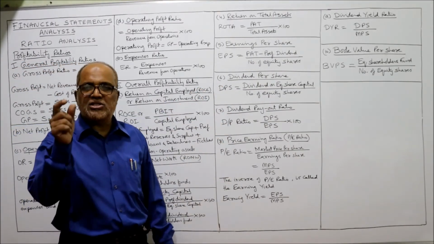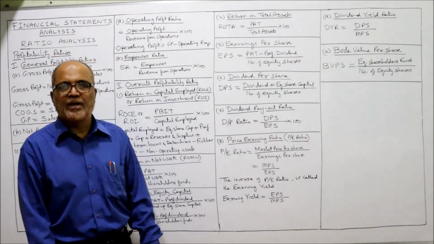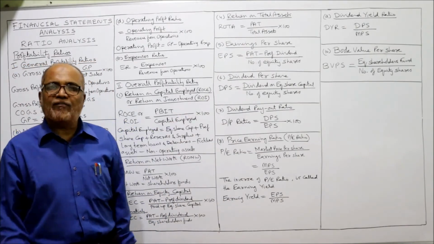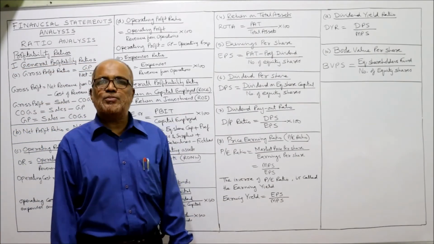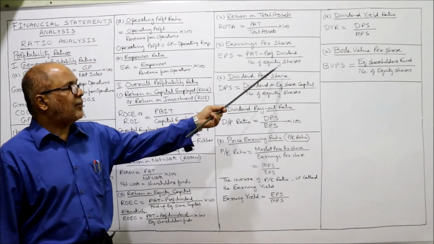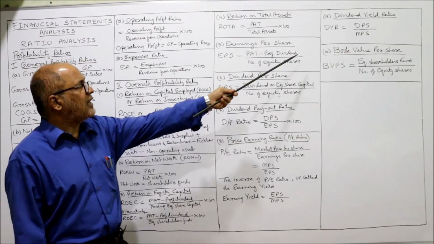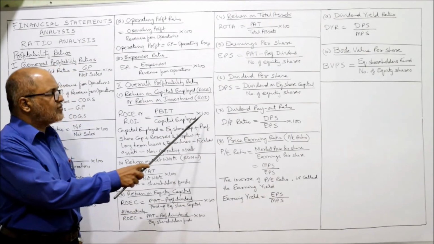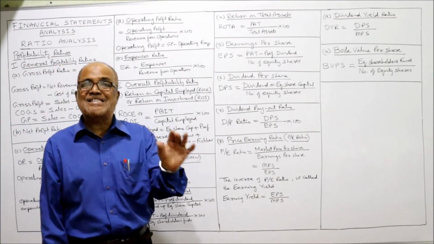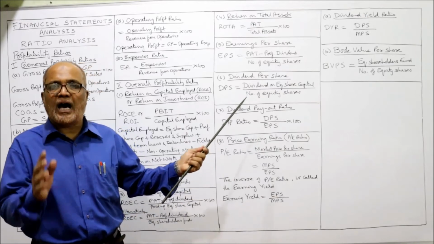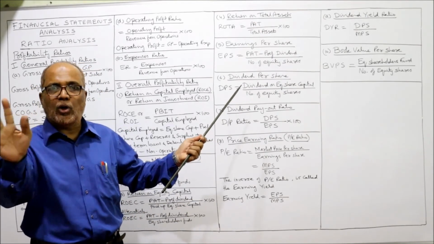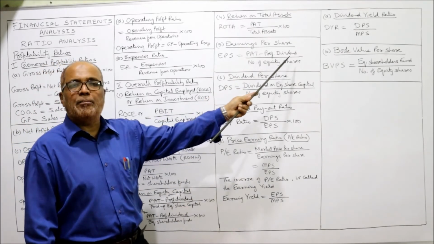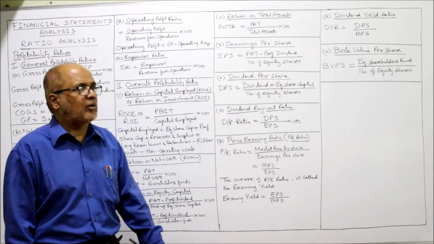Earnings per share. This is very important. Profit after tax minus preference dividend divided by number of equity shares. You should not multiply by 100, whereas in other profitability ratios we multiplied by 100 to get a percentage. But EPS is the earnings per share, so don't multiply by 100.